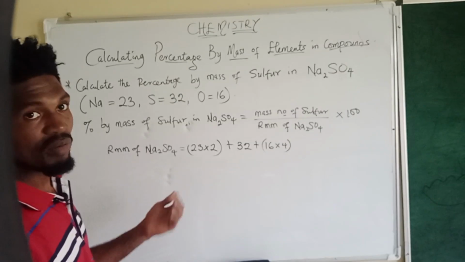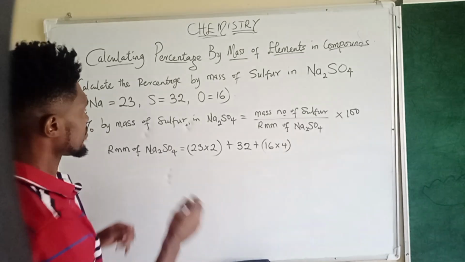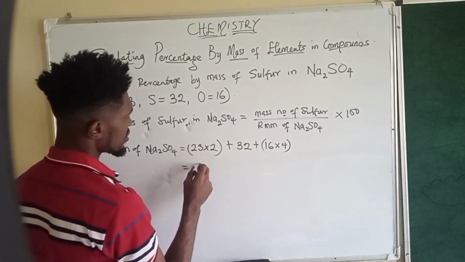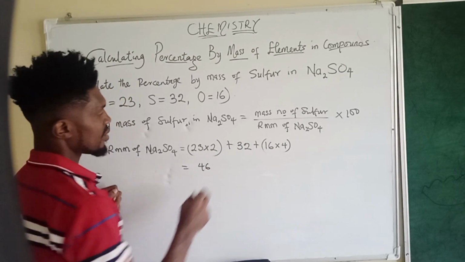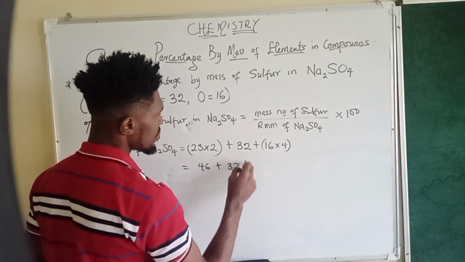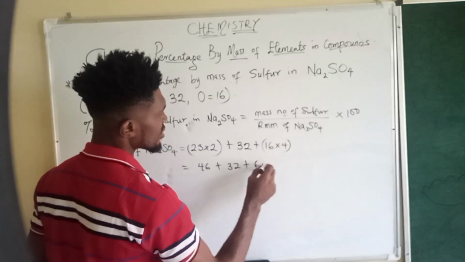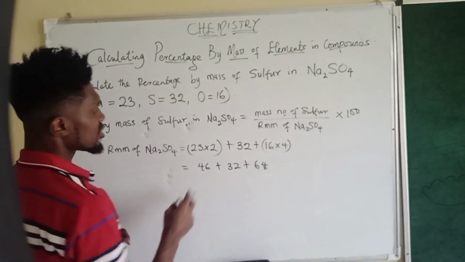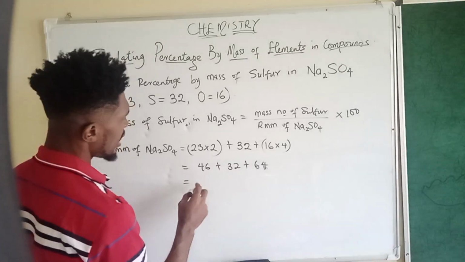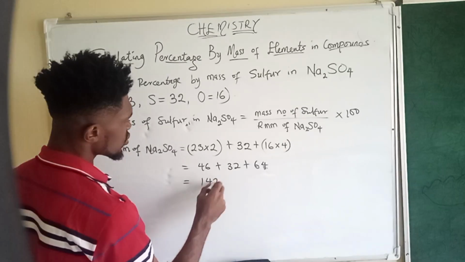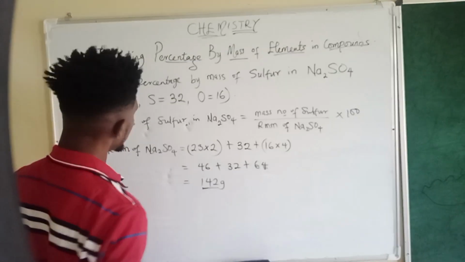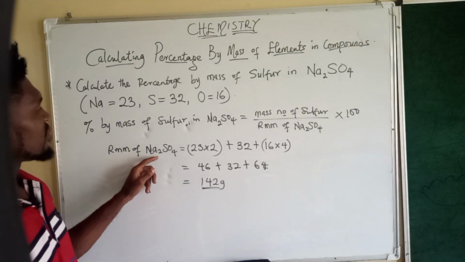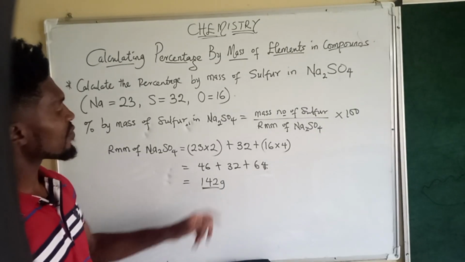So we follow PEMDAS or BODMAS to solve now. That is order of operation. 23 times 2 is what? 46. Plus 32 plus 16 times 4 is 64. Okay? So when we add up everything here, we should be having 142 grams. That is, the relative molecular mass of sodium tetraoxosulfate 6 is 142 grams.